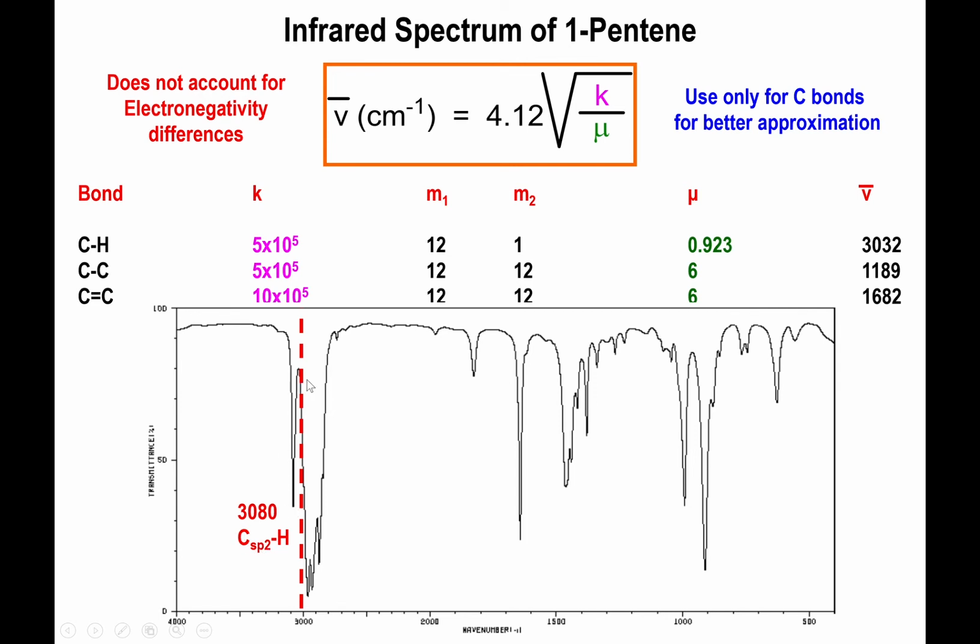But the signal itself is rather sharp. In this case it happens to be relatively strong. It's not the strongest one, but it is medium strong in terms of intensity. Notice too that around 1643 we have a relatively strong peak that appears. This is your carbon-carbon double bond as predicted by the formula.